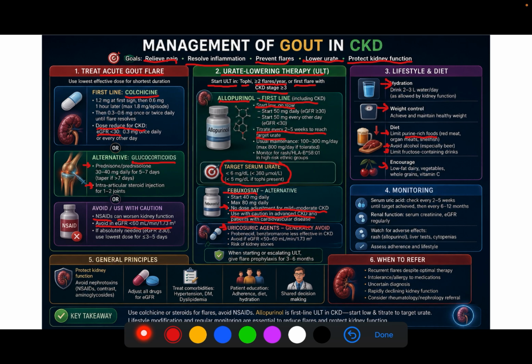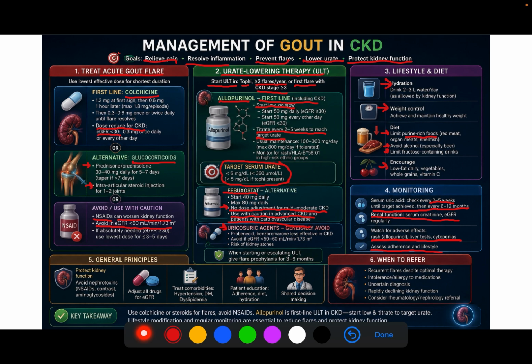We have to monitor the patients every 2 to 5 weeks until the target is achieved, and then every 6 to 12 months. Regular monitoring of renal function with serum creatinine and eGFR is necessary. We also have to watch for adverse effects like rashes with allopurinol, liver function tests, and cytopenias, and assess patient adherence and lifestyle factors.